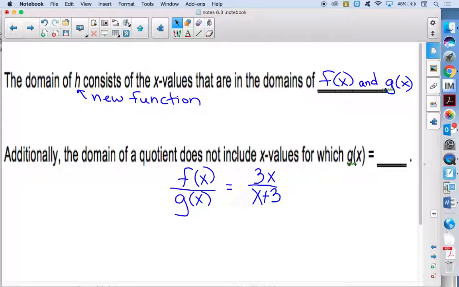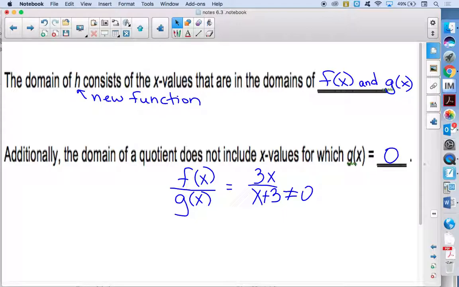The denominator can't equal 0. Right, the denominator is not allowed to equal 0. So anytime g of x is in the bottom and you're dividing, that g of x has to exclude values that make it equal to 0, or a domain has to exclude values that make it equal to 0. So the domain is using the original functions f and g, but also if we're dividing, the domain has to exclude anything that makes that denominator equal to 0.